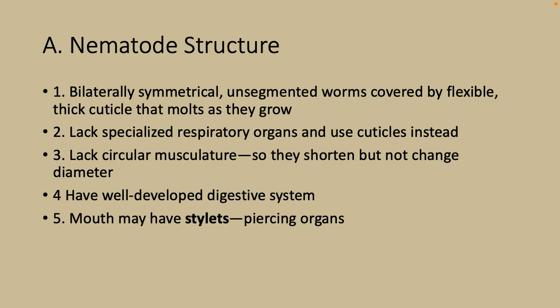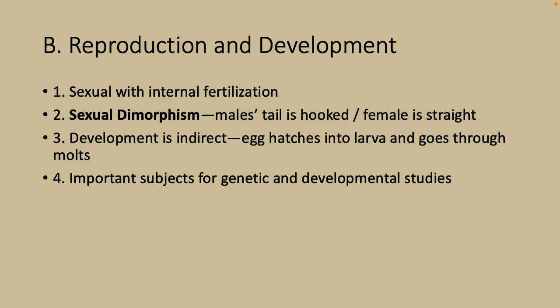Okay, reproduction and development: sexual with internal fertilization. One cool thing about them is that the sexes are different in structure, so we call that sexual dimorphism. When you look at nematodes, the male's tail is hooked and the female's is straight. We call that sexual dimorphism when males and females differ in form.